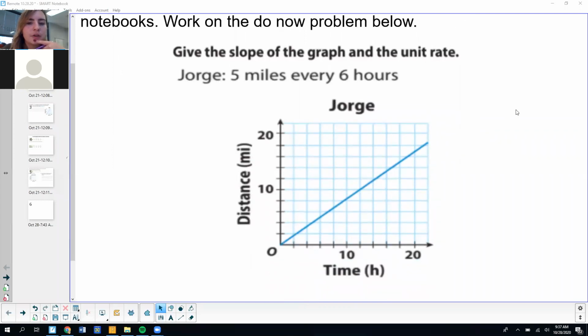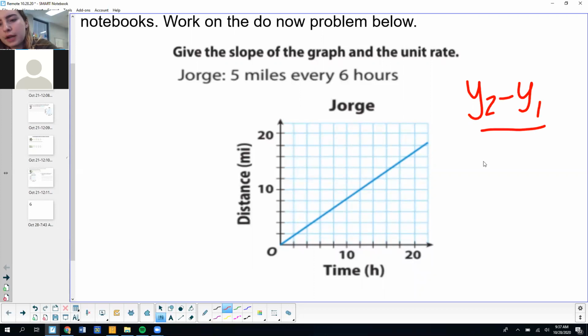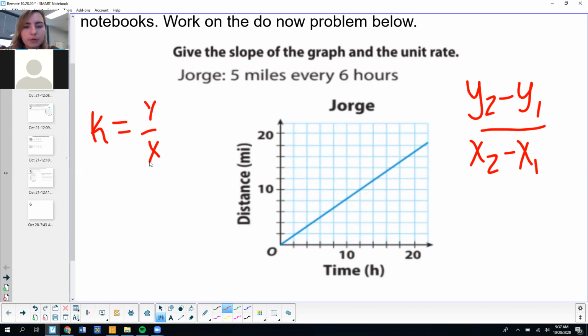These past few days, we've been talking about different ways to find the slope. We can use the rate of change formula, y2 minus y1 over x2 minus x1. We can also just take k equals y over x. That was our constant of proportionality.